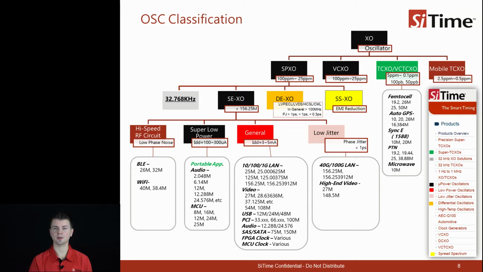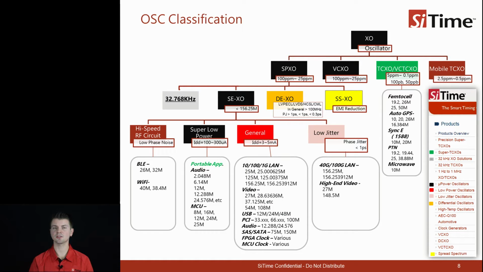DE XO is a simple package oscillator with differential output. These oscillators are normally packaged in 6-pin packages. DE XOs usually have the best jitter performance. SS XO is a simple package oscillator with a spread spectrum clock modulation to reduce EMI emissions.